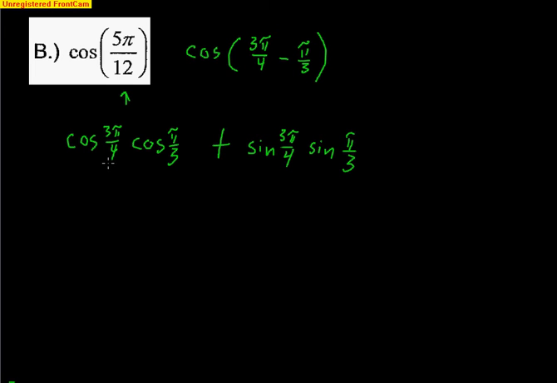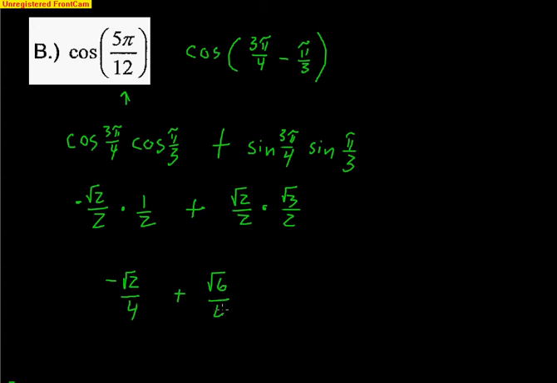Cosine of 3 pi over 4 is, oh, I believe it's negative radical 2 over 2, sorry. Times cosine of pi over 3, which is 1/2. Plus sine of 3 pi over 4, which is radical 2 over 2, times sine of pi over 3, which is radical 3 over 2. So I get negative radical 2 over 4 plus radical 6 over 4, which gives me a final answer of negative radical 2 plus radical 6, all over 4.